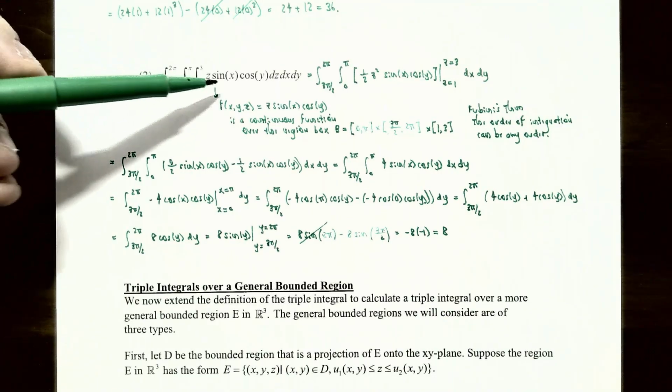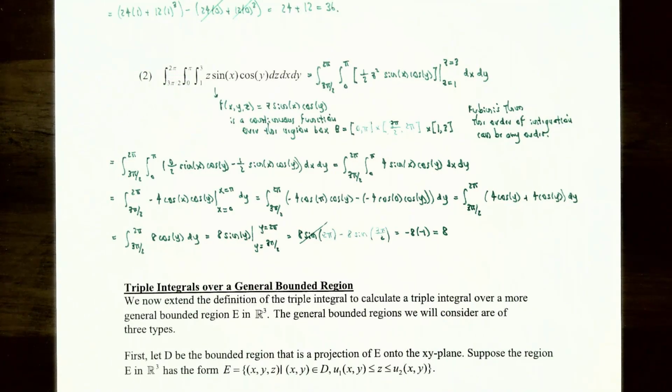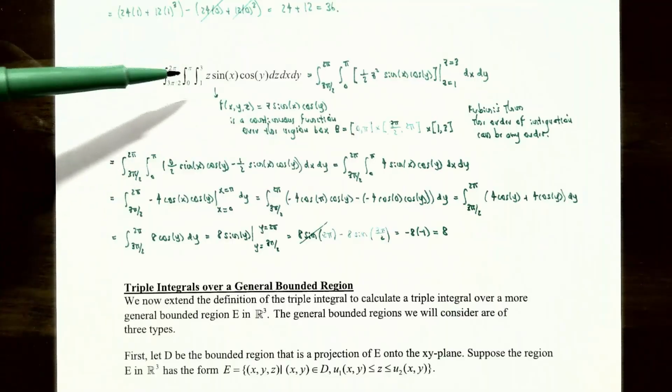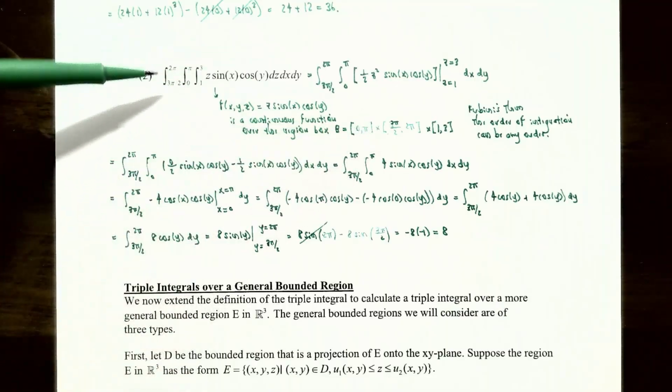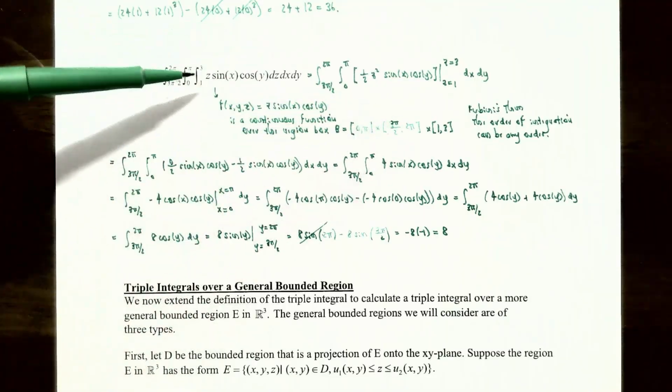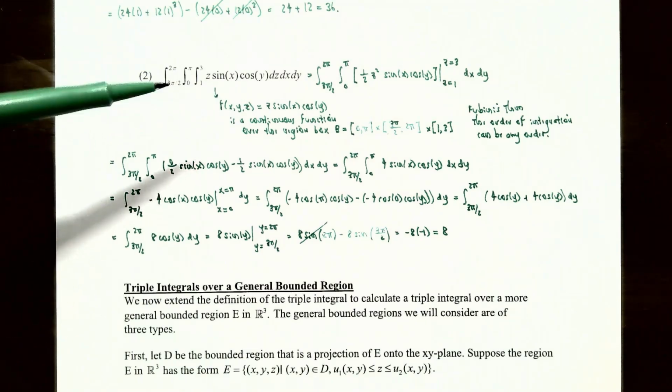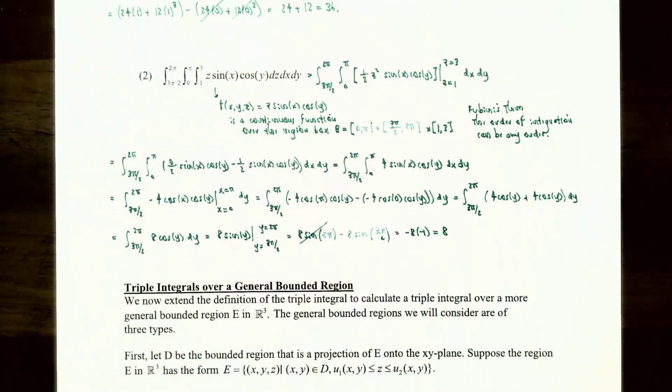Notice again that this function, z times sine of x times cosine of y, is a function of 3 variables. It's continuous over the rectangular box B, where the x values are between 0 and pi, the y values are between 3 pi over 2 and 2 pi, and the z values are between 1 and 3. Because the function of 3 variables is continuous over the rectangular box, Fubini's theorem states that any integration order can be done and you'll have the same value for the function integrated over the rectangular box B.